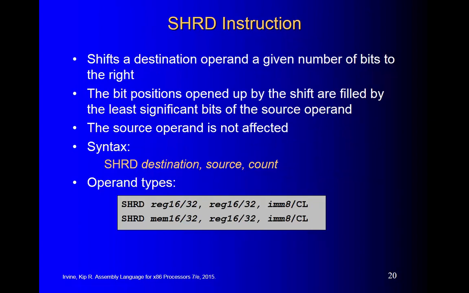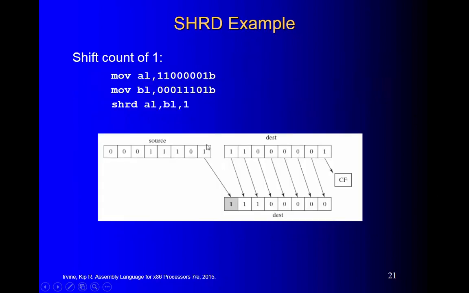Shift right double, same idea, 3 operands. If you shift to the right, you put the destination, then followed by the source. If you want to shift right once, this one gets off. These 7 bits will move forward one location. A new opening space will use the least significant bit of the source, that's BL. So 1 copies into here.